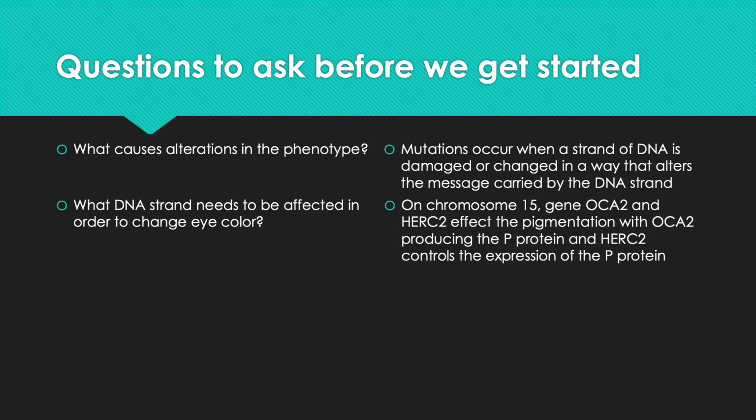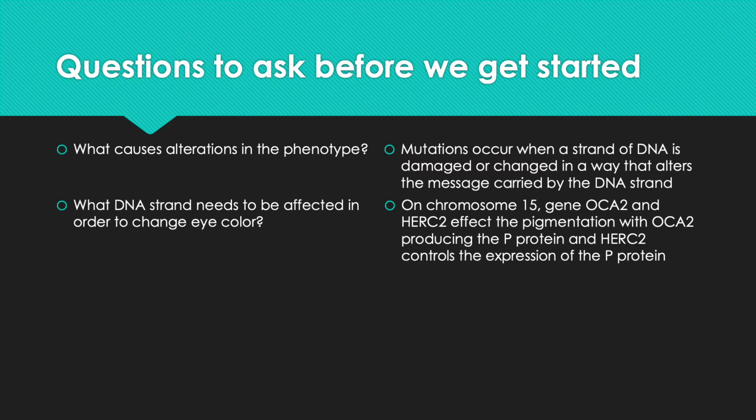It would actually be on chromosome 15. There's a gene called OCA2 and a gene called HERC2, and they affect the pigmentation, with OCA2 producing the P protein, which has a key role in the maturation of melanosomes, which produce and store melanin, or pigmentation, and HERC2 controls the expression of that P protein, and it controls how that melanin is expressed in the phenotype.